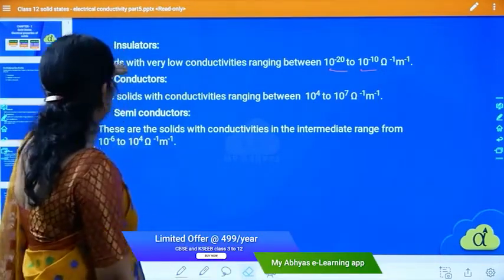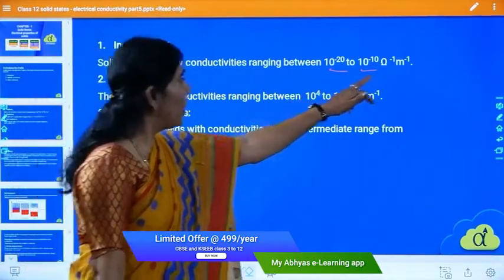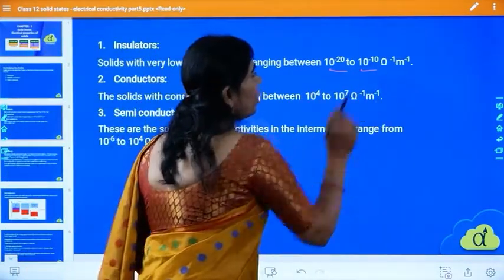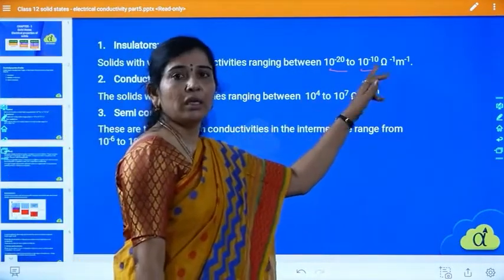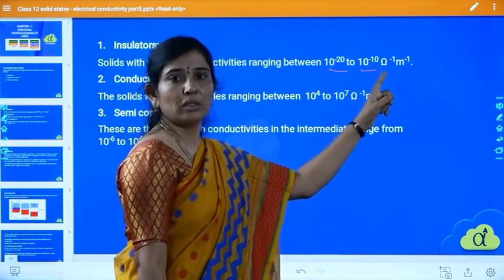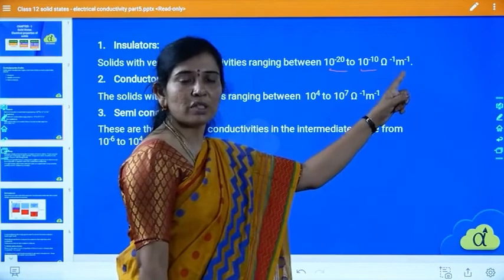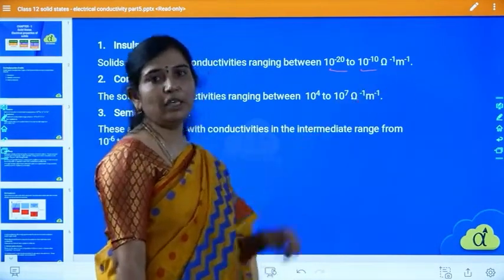Now I explained why the unit for conductance is per ohm per meter that we are taking here. Per ohm, because conductance is the reciprocal of resistance, ohm inverse. And this is the specific conductance we are taking, so the unit is per ohm per meter.